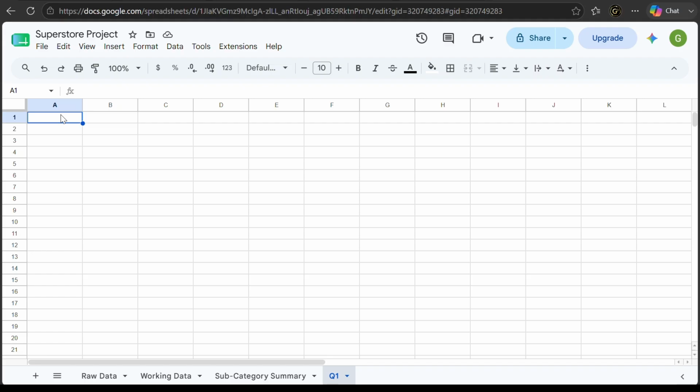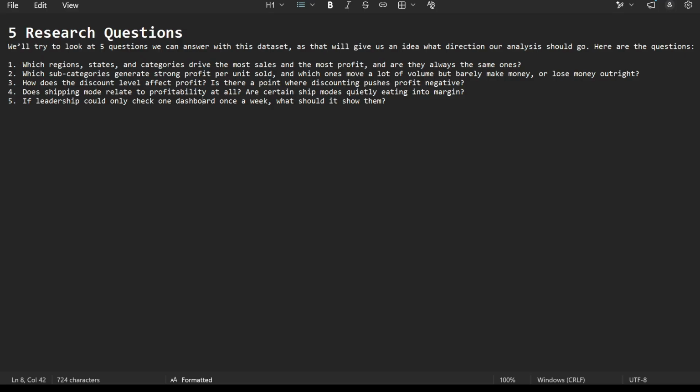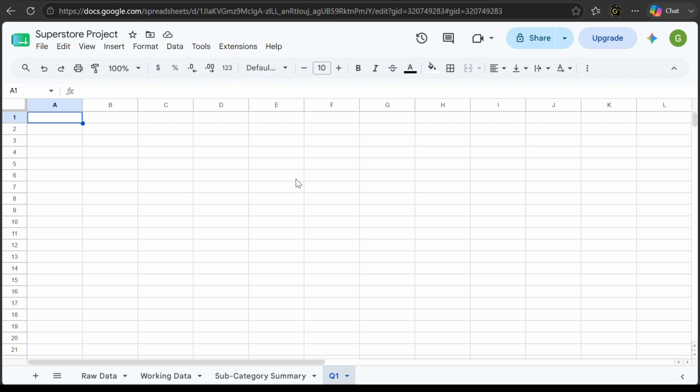This is going to show us whether the states driving the most sales are also the states driving the most profits. Remember the question we are trying to answer: which regions, states, and categories drive the most sales and most profits, and are they always the same ones? So that's two questions in one. That's why we want to know, okay, this is driving the most sales and profits, but are they the same? That kind of stuff. So in this first step, we're going to just type region.